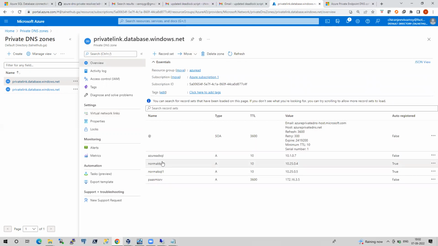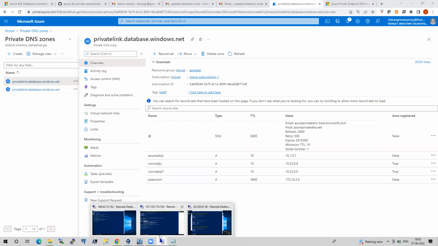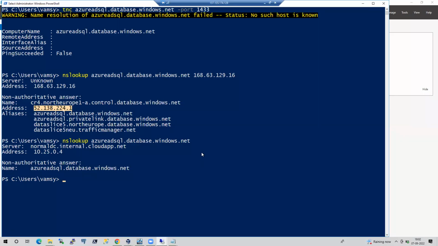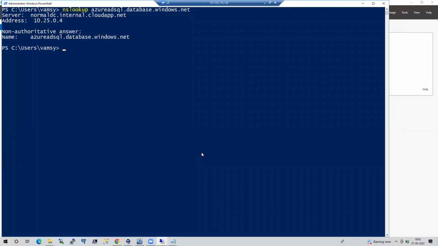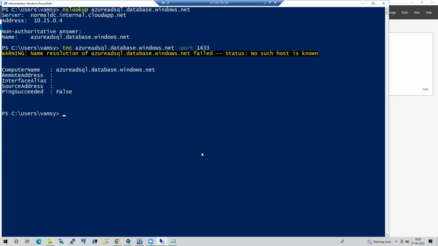Okay, now since I added it and enabled the auto registration, if you see, the 2 entries got added automatically. I didn't add the A records for these 2 machines. It got added automatically. Now let's go to our normal SQL 1 machine, which is this machine. Let me double check. Host name should be normal SQL 1. And if I ping Azure AD SQL, let's see. Still, it is not working. Let's go with TNC. Okay, it's not working. I added it, but still it is not working. It will work if I do something.